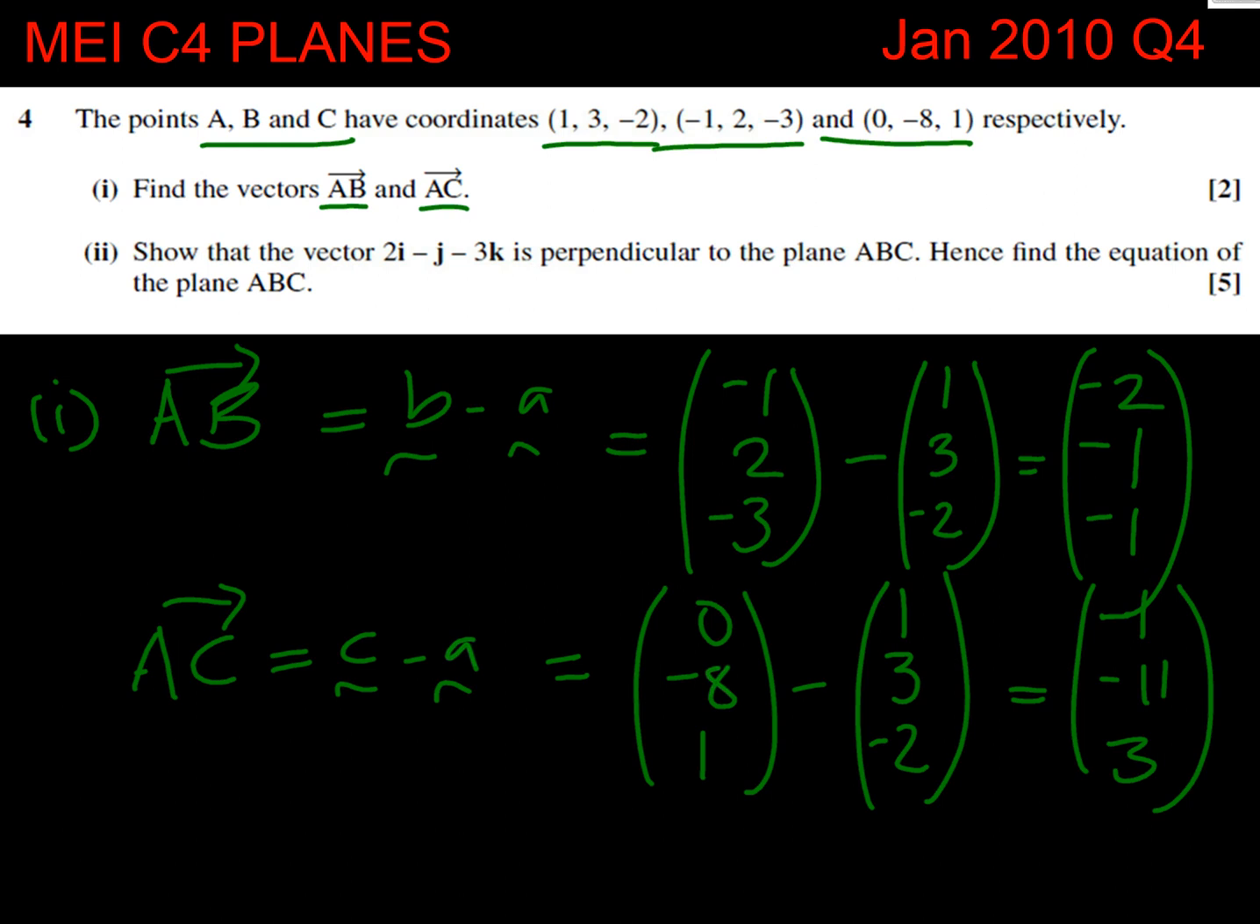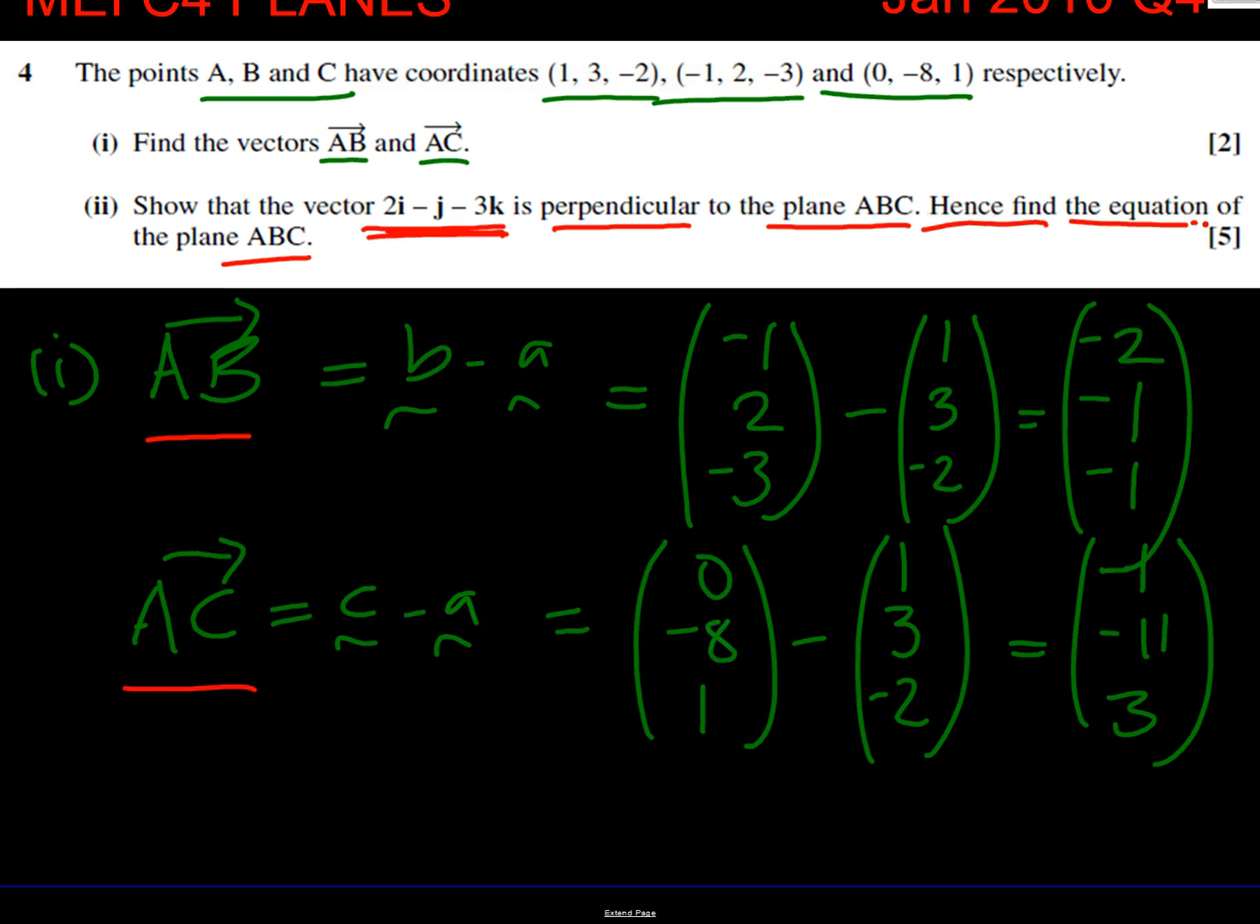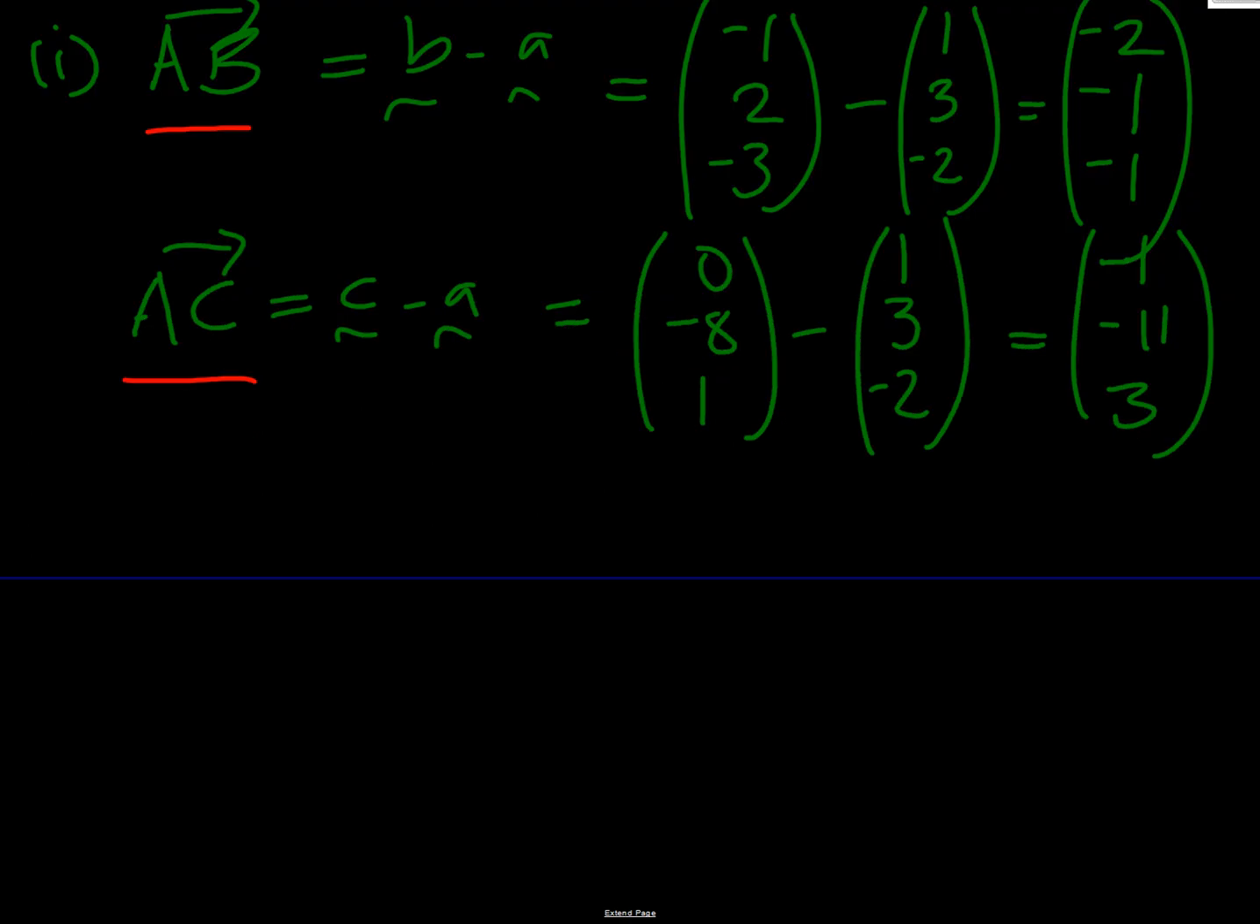And the next part of our question says, show that the vector, here's our vector, is perpendicular to the plane ABC, and hence find the equation of the plane ABC. Okay, so if that vector is perpendicular to the plane, then it must be perpendicular to the vector AB, and it must be perpendicular to the vector AC, and therefore if we do the dot products of those vectors with this vector that they're giving us, both of those dot products should be 0, because cos theta has got to be 0 because the angle is 90. So let's put these up on the screen.